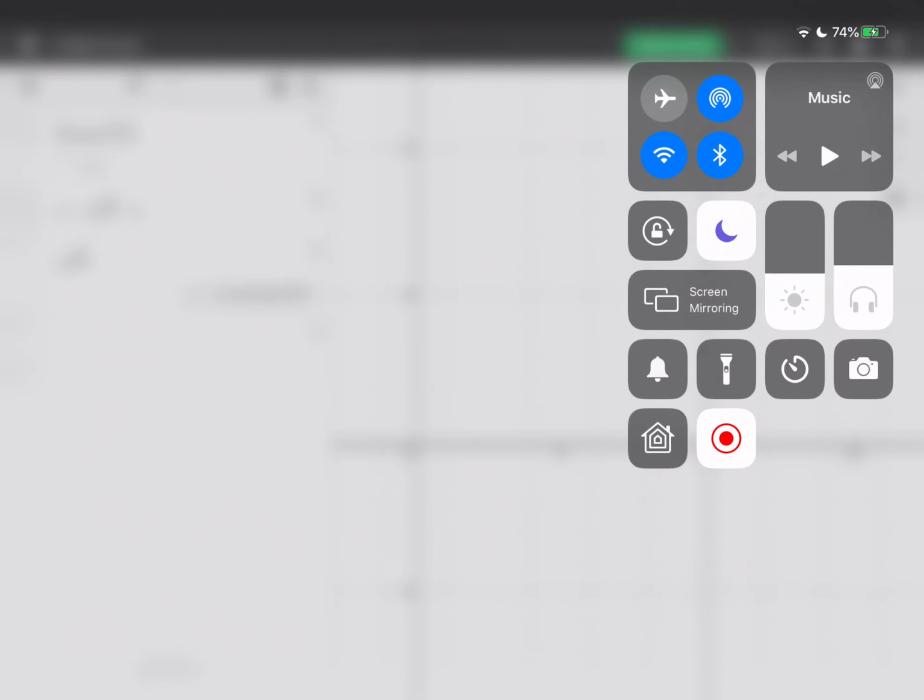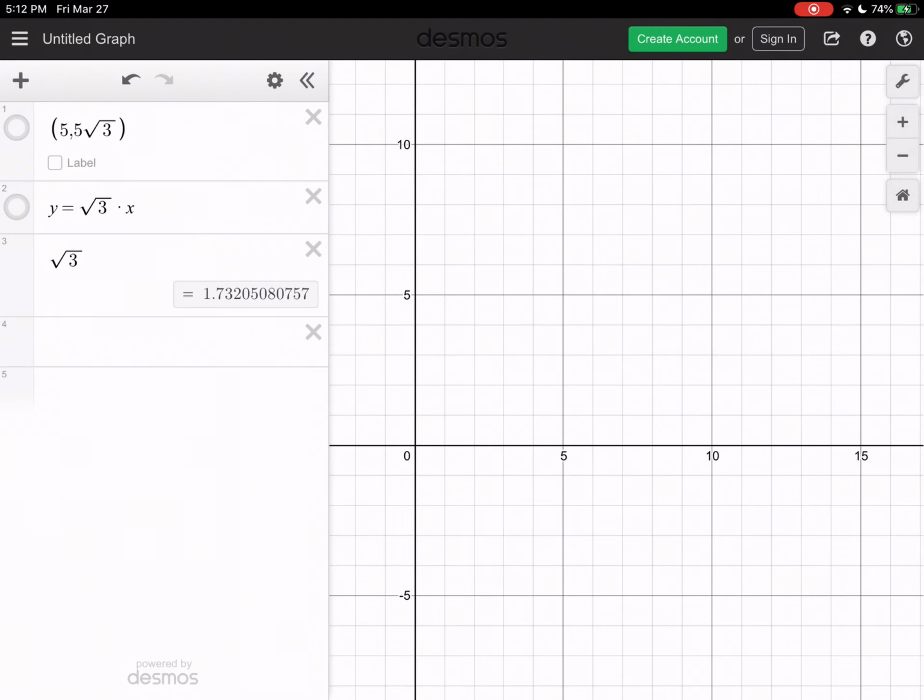Hi PBL2. I wanted to give you a quick Desmos demonstration of a tool that you're going to soon find really useful when it comes to solving for trig.